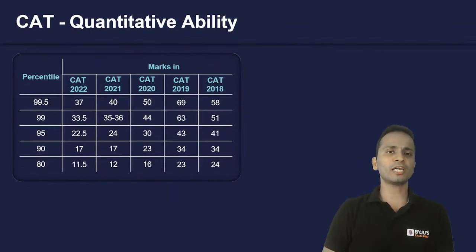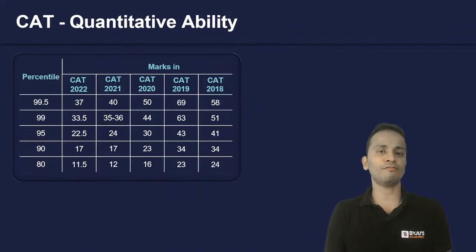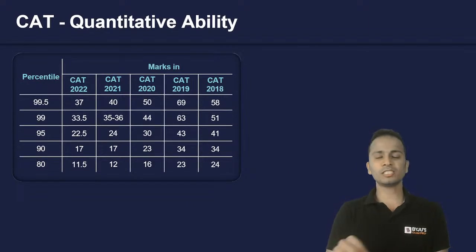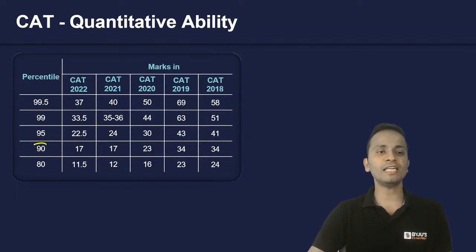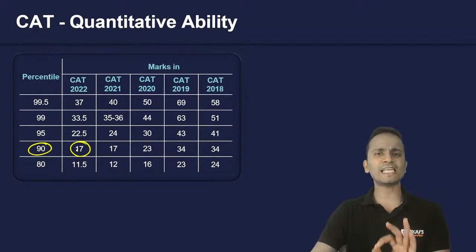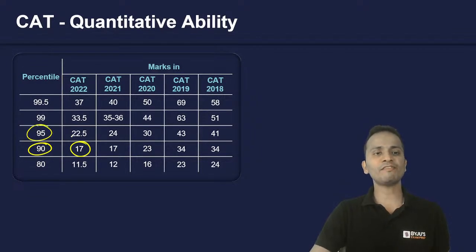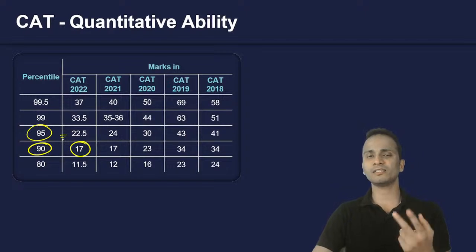Okay. Now, talking about the score versus percentile for the QA section. This is how you can achieve 90 percentile. At a score of 17, that means effectively 6 correct, you will be sitting at 90 percentile. To get 95 percentile, you'll have to increase the number of correct answers by 2.